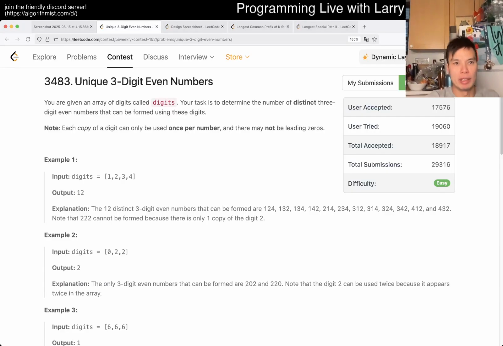This is me going with Q1 of the Weekly Contest 152, Unique Three-Digit Even Numbers.